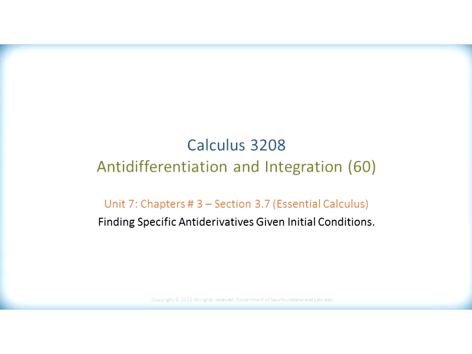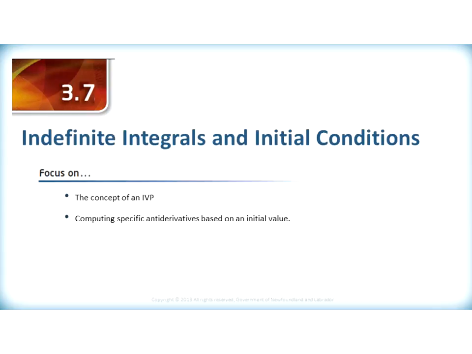In this session, we're well on now into Unit 7, our chapter on finding antiderivatives and integrals, and we're looking today at finding specific antiderivatives given initial conditions. So let's see what all that means now, if we can figure some things out here. All right, so we're going to talk about the concept of something called an IVP, or an initial value problem, okay? And then we're going to compute specific antiderivatives based on an initial value. Okay, so let's get into that.